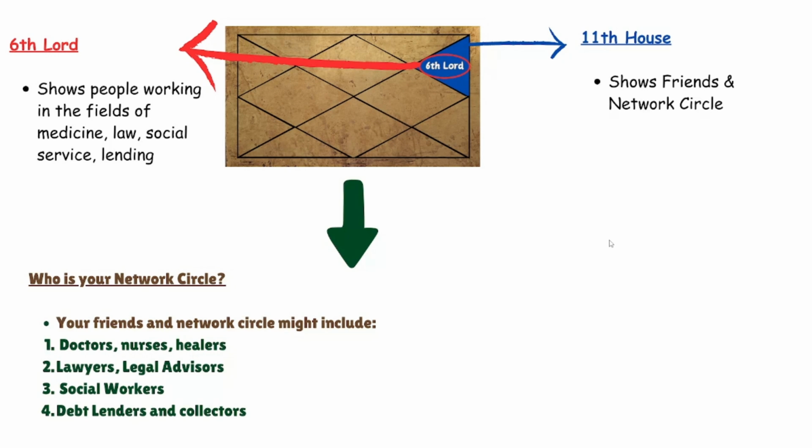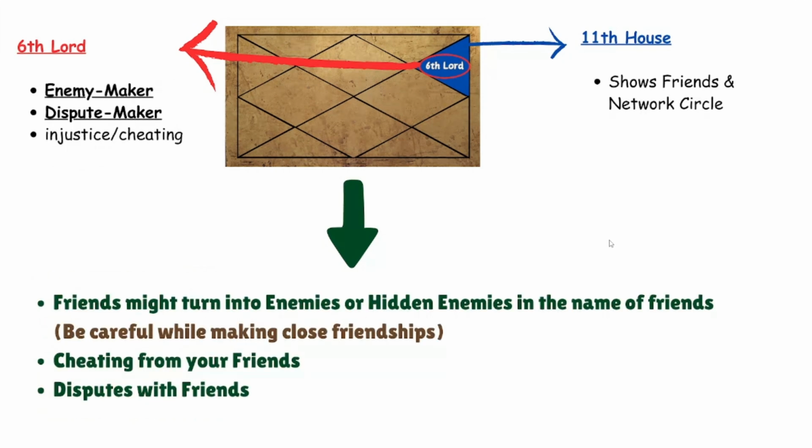Now this is a wide variety of people. Exactly which kind of people, for that more elements need to be seen. With just one placement we can only see some generic prediction. Sixth Lord is your enemy maker. It makes enemies. It's a dispute maker. Sixth Lord shows injustice, inequality, cheating.